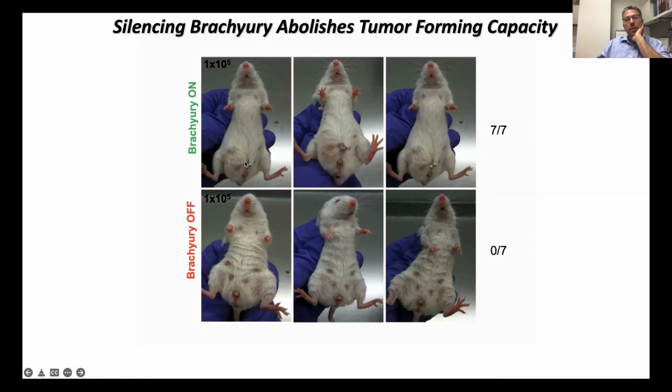And here in this proof of concept experiment, we turned off Brachyury in these mice that were harboring chordoma, and we showed that we abolished tumor formation capacity. So in a span of 10 years, we were able to model the disease, identify a legitimate target, and demonstrate that by turning this off, we can now arrest this disease.